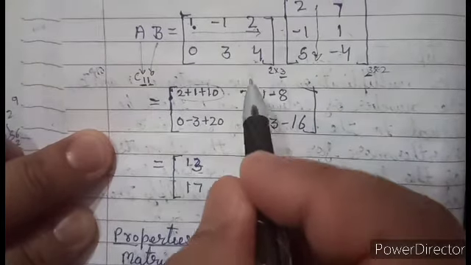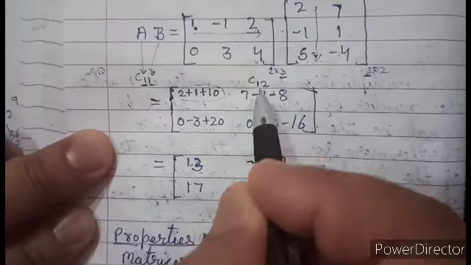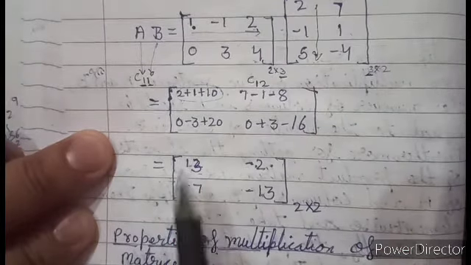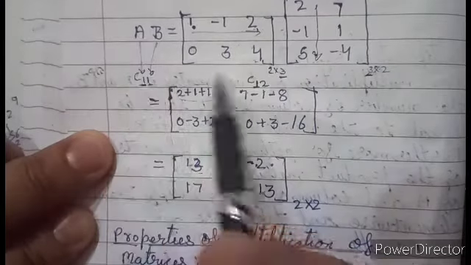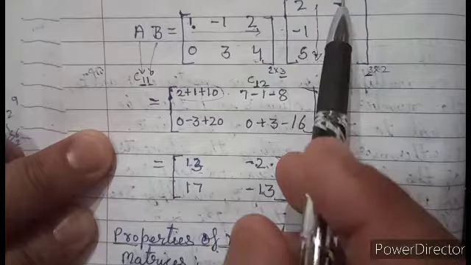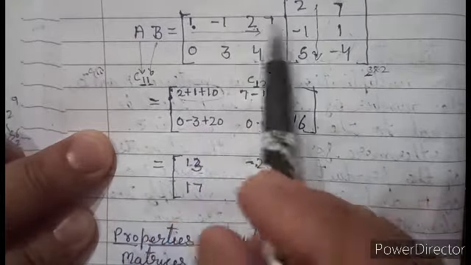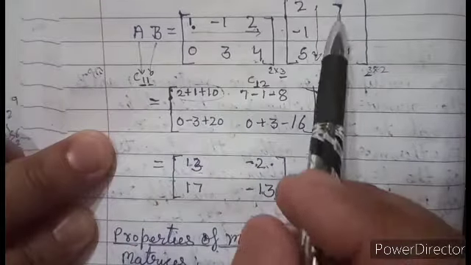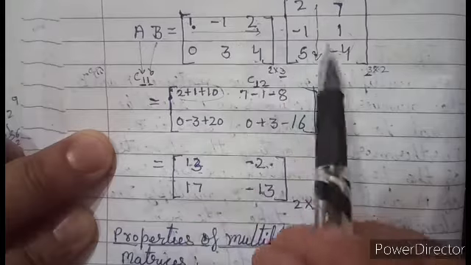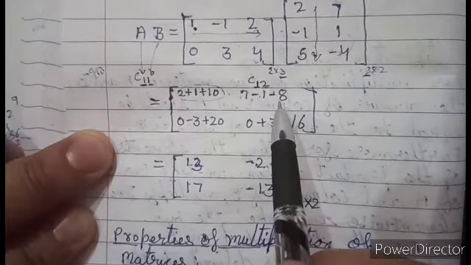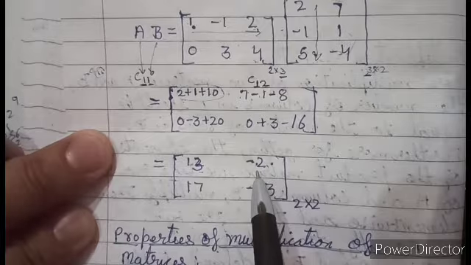Similarly, here we want to find the first row, second element of the product, so we take the first row from matrix A and the second column from matrix B. 1 into 7 is 7, minus 1 into 1 is minus 1, and 2 into minus 4 is minus 8, and this gives us the sum minus 2.